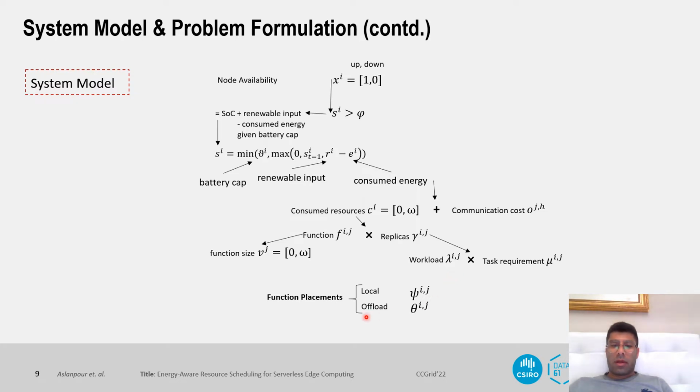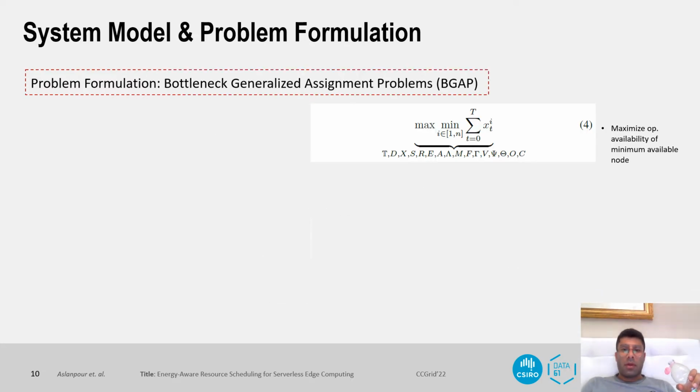Based on this information, we have a function placement mechanism that is going to decide for a node how many local functions and how many offloaded functions a node needs to run. And an optimal solution will be trying to find the placement of such functions.